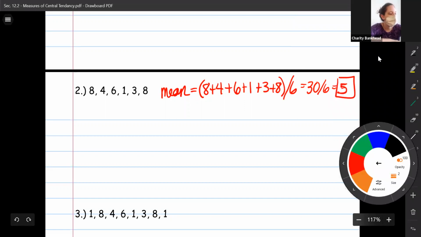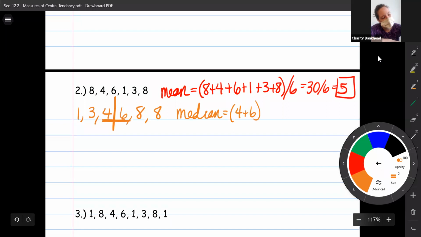And then I'm going to put them in order from smallest to largest. So 1, 3, 4, 6, 8, 8. Okay, so the middle would be here in between 4 and 6. So we need to average the 4 and the 6. Four plus 6 divided by 2. That's 10 divided by 2, which is 5.